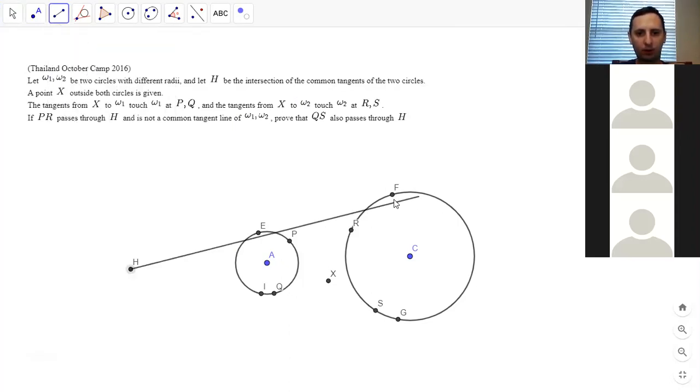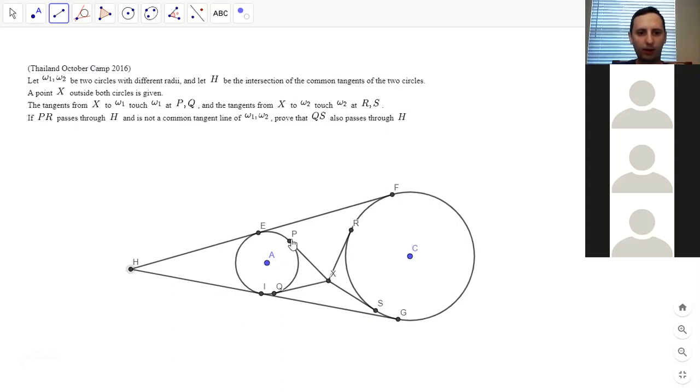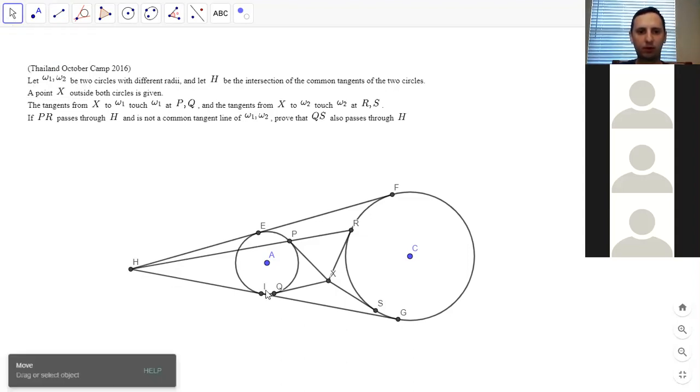All right, so H is the intersection of the common tangents. From point X, we draw P and Q, the tangents to one circle, and R and S, the tangents to the other. The problem says if PR passes through H, then we want to show that QS also passes through H. It's kind of interesting. PQ is the polar of X with respect to this circle, and RS is the polar with respect to this circle. Not sure how much that helps. Obviously, H, A, and C are collinear.